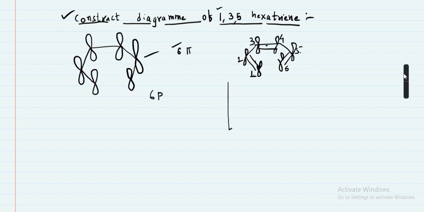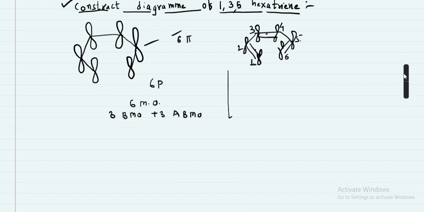From 6 p orbitals, 6 molecular orbitals are possible. Among the 6 molecular orbitals, 3 are bonding molecular orbitals and 3 are anti-bonding molecular orbitals. When you try to draw these pi molecular orbitals of 1,3,5 hexatriene, it is very easy. You can draw the x coordinate and the y coordinate.